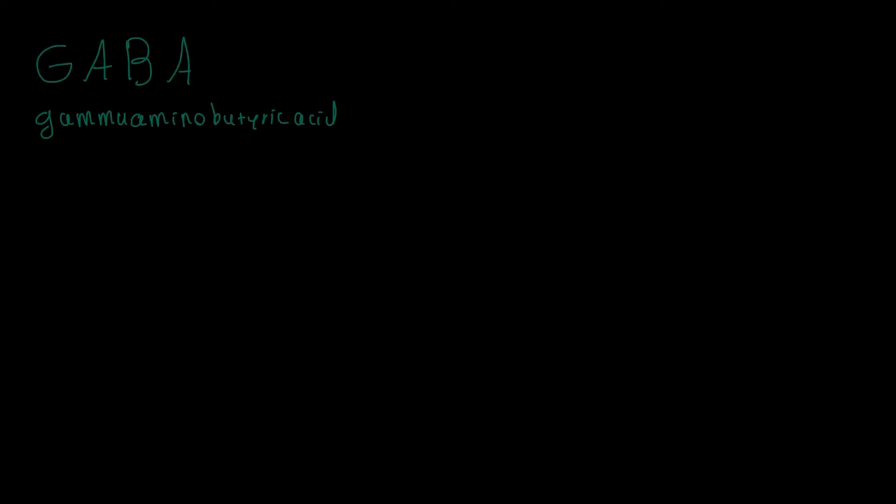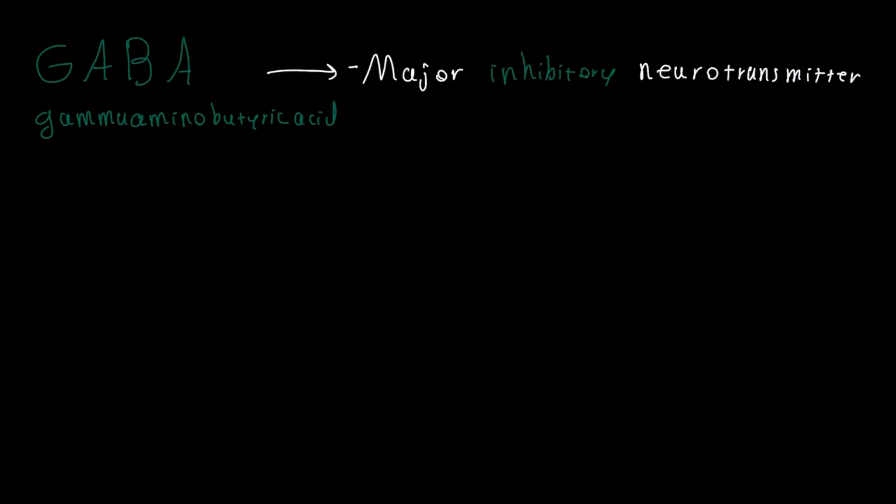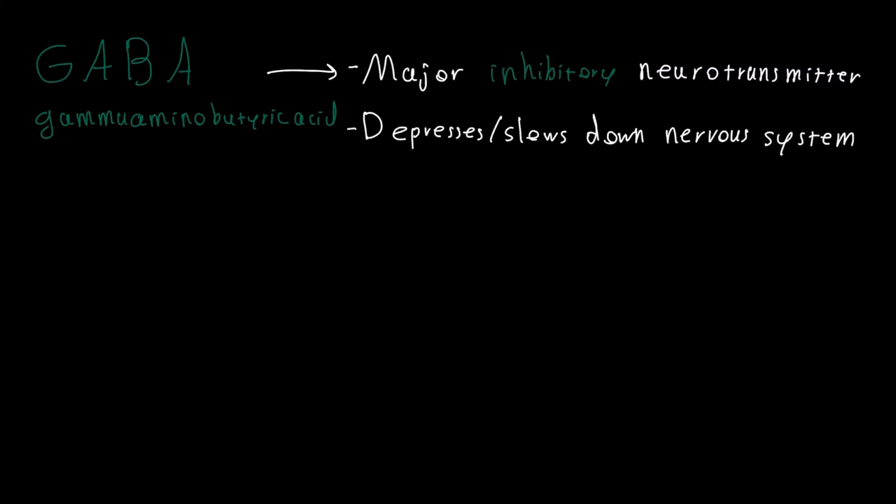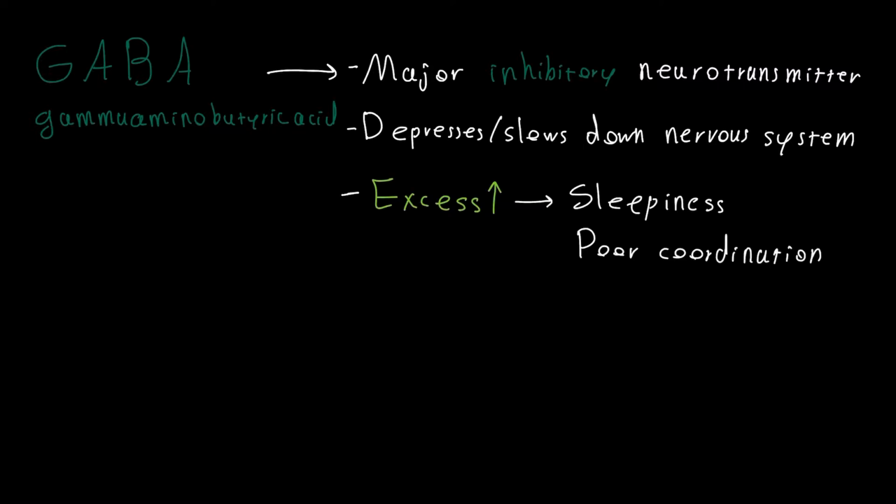Next, let's talk about GABA, which is an acronym. GABA is the major inhibitory neurotransmitter. What it does is that it depresses or slows down the nervous system. An excess of GABA would cause sleepiness, poor coordination, and lower social inhibition. Now, that doesn't necessarily mean that the person is going to be introverted. It just means that in a social situation, they're not going to have as many inhibitions, or they're not going to stop themselves from doing something crazy.